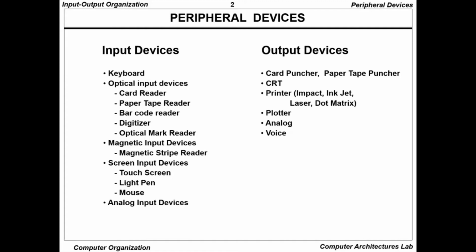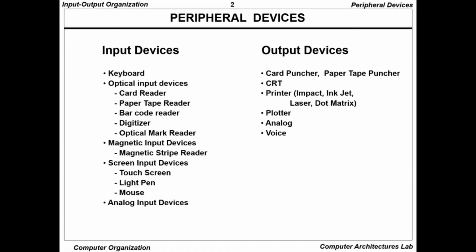Whatever input is given using the card reader, we can get the output from the card puncher. So what you have to decide is what exact output should be displayed on the screen, and that is decided by the card puncher and paper tape puncher. Once you do this, you are able to retrieve the information via CRT, the cathode ray tube, printer, plotter, and analog device. So these are called peripheral devices in computer organization.